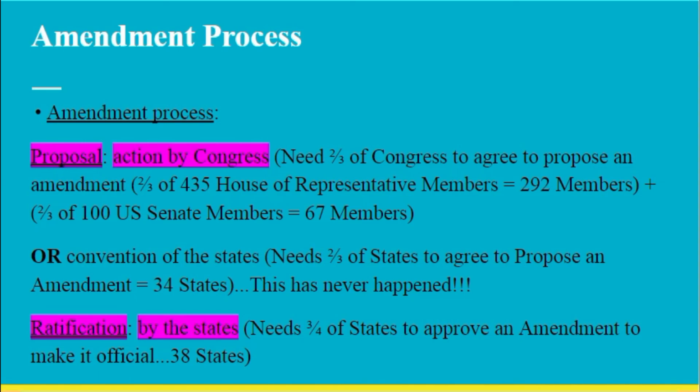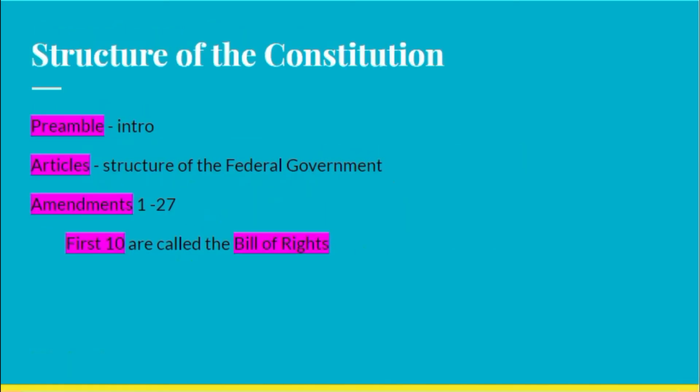So, real quick recap of the structure. We talk about the first part, which is the preamble. Then we talk about the articles, or actually the structure of the government. Then we talk about the amendments 1 through 27, that are all the changes that over the years had to happen. And then we have to remember that within those 27 amendments, the first 10 are called the Bill of Rights. Now, that was a quick and easy section of notes. Not too bad, I don't think.